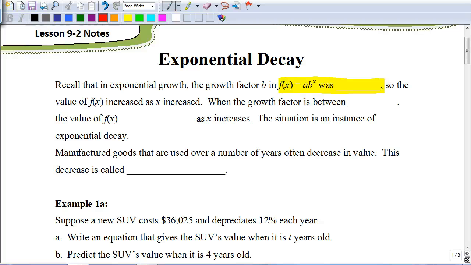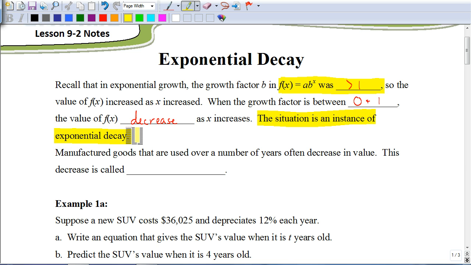Remember, exponential growth was when we used this equation, and when b was greater than 1, that was a situation that represented exponential growth. And I even mentioned this in that previous video, but if you've forgotten, when the growth factor is between 0 and 1, the value of f of x is going to decrease. It's not going to increase, it's going to decrease. So as a result, this situation is an example of exponential decay.